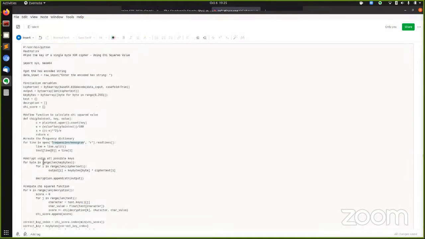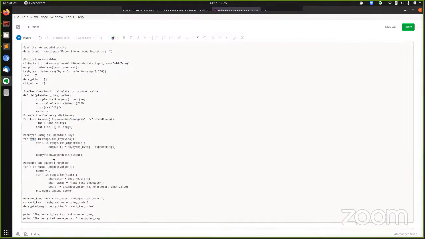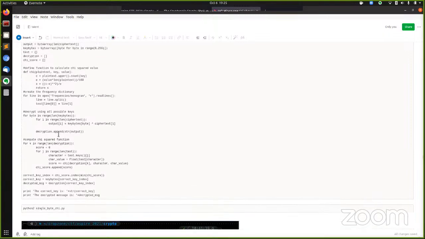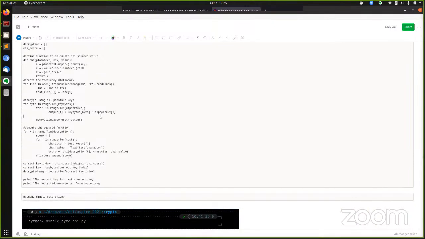Then we decrypt using all possible bytes. As I said, the range of bytes is 256, so it's from 0 to 256. We calculate the chi-squared value for all possible decryptions, and the lowest value is what usually gives us the most probable message. At the end, we'll print the correct message.